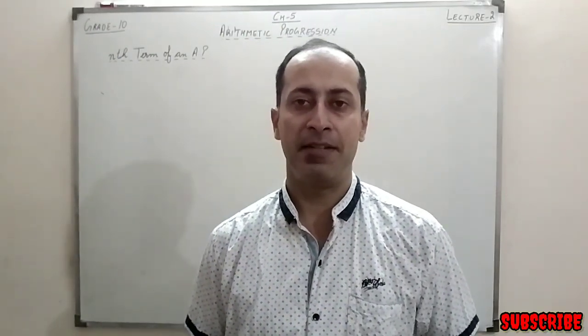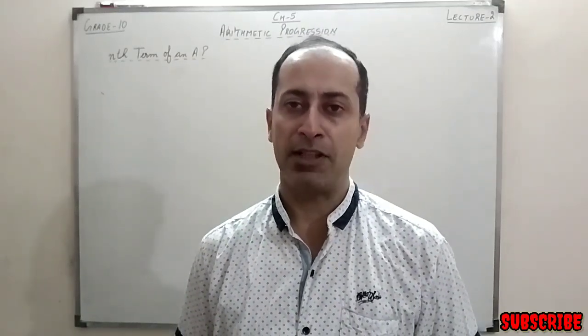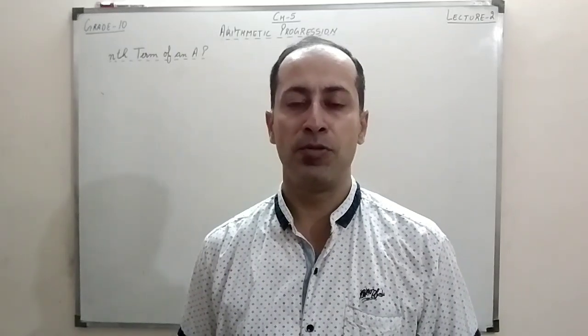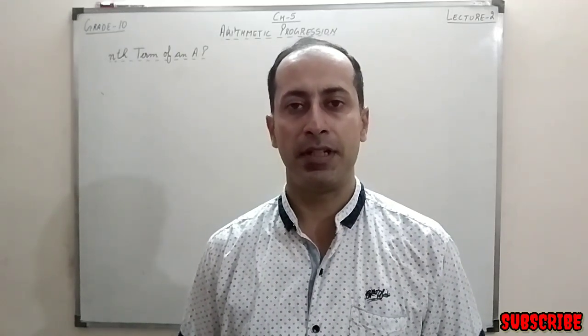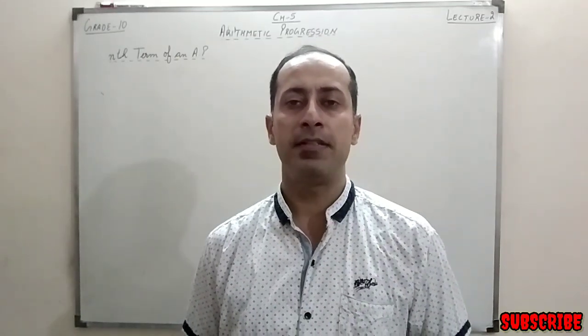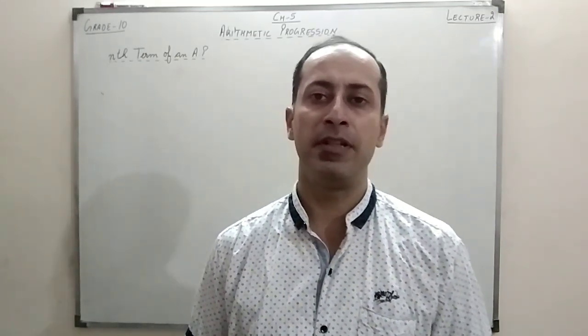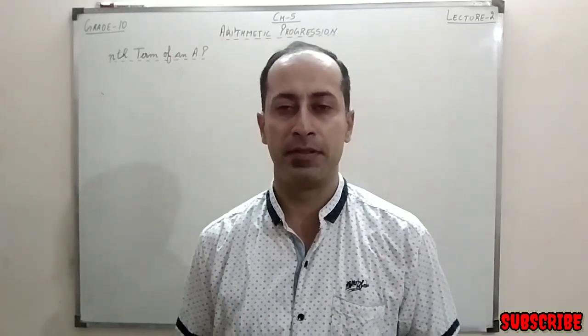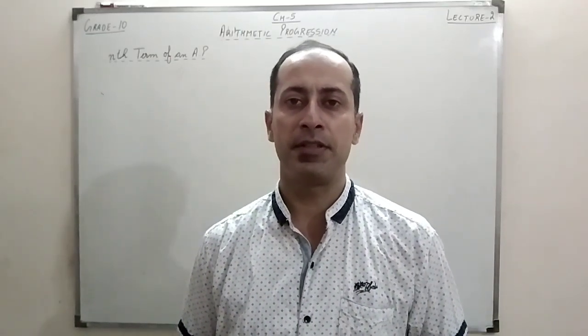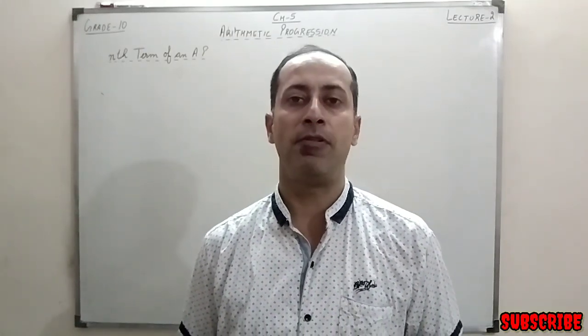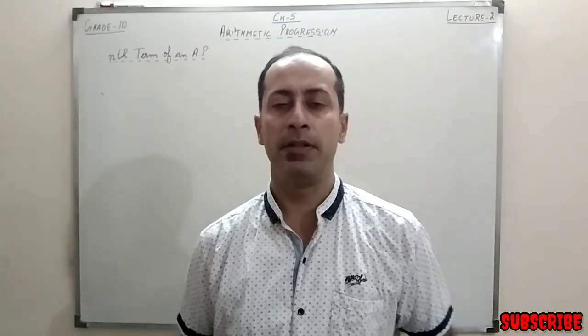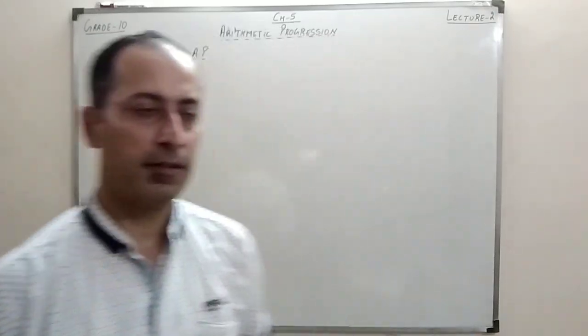In the previous lecture we discussed arithmetic progression, what it actually is, how to find the terms in an arithmetic progression, and that the difference between two terms is called the common difference. Today we are going to discuss how to find the nth term of an AP. That could be the general form of any term of an AP also. If you remember what we did in the previous lecture, let's see.